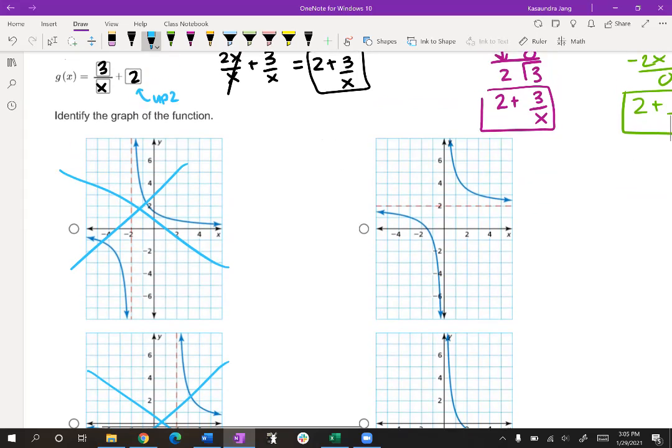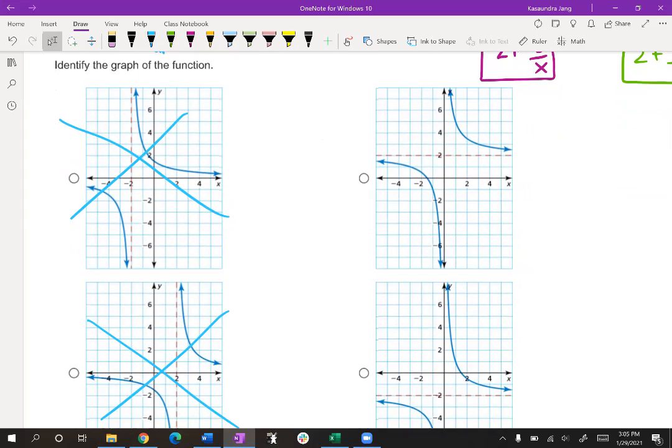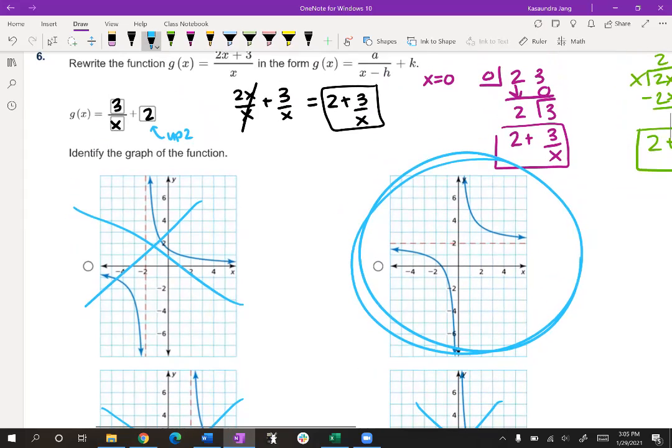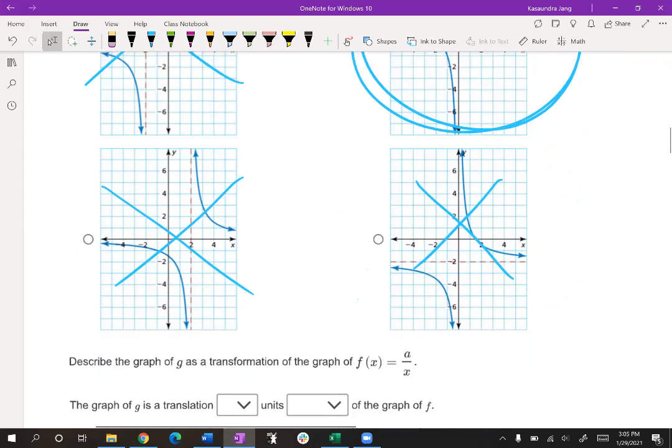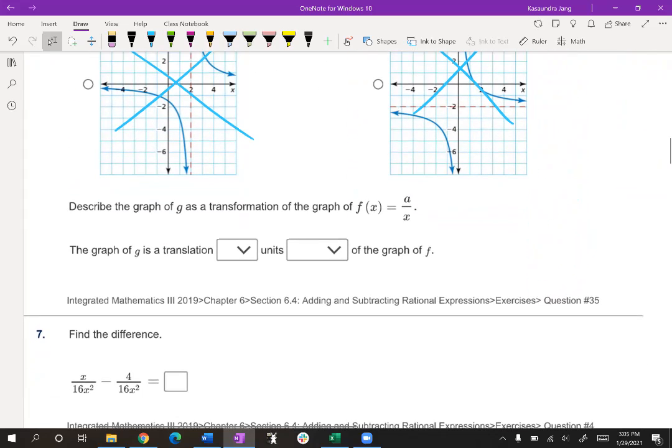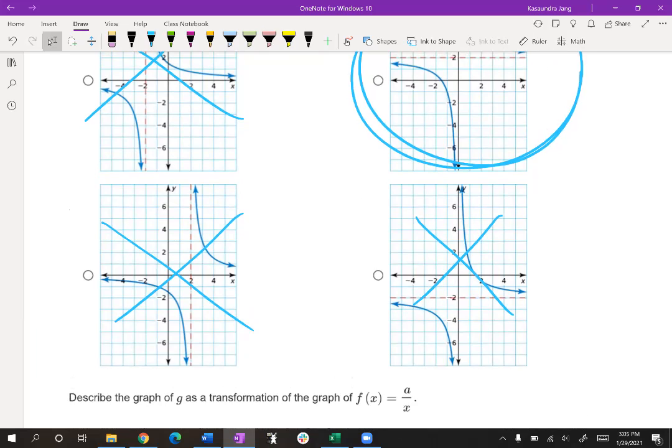Out of the last 2, I was supposed to shift up 2. And you can tell the asymptote went up to this positive 2. The other one I went down to a negative 2. So no, that's out. I was supposed to go up 2. So here is my graph. All right. And then last one down here. How many units I was supposed to go: 2 units up. That's why I chose the graph I chose.